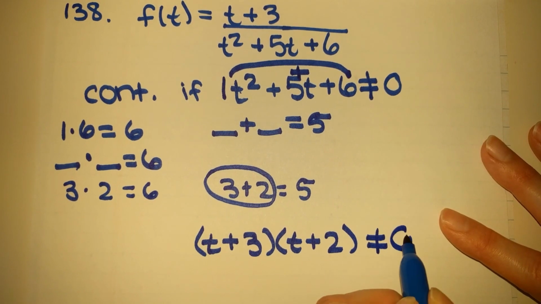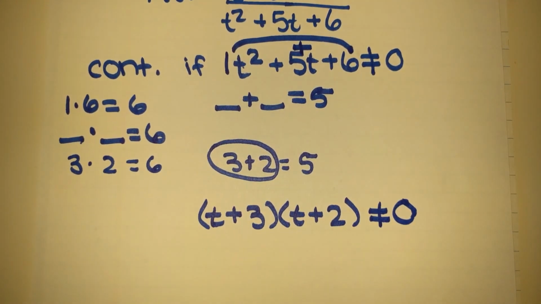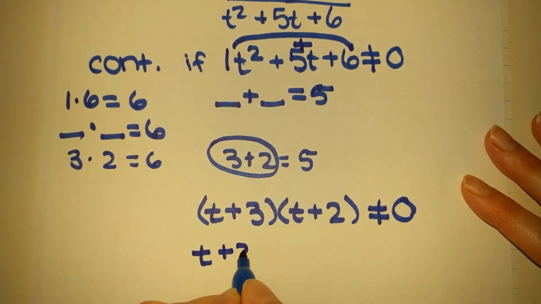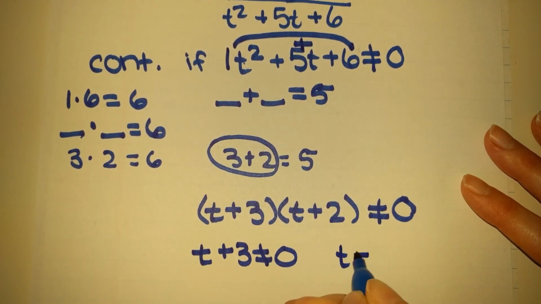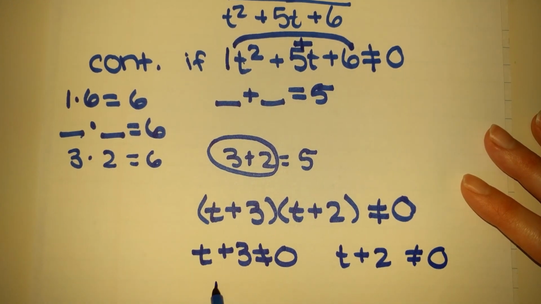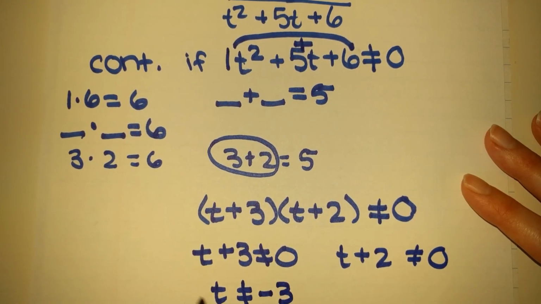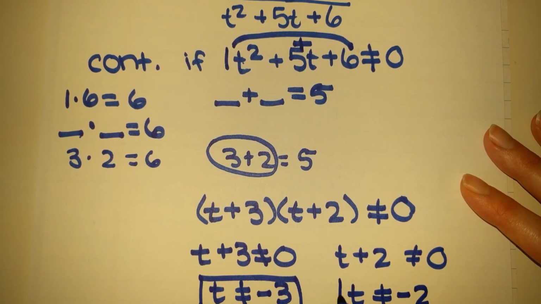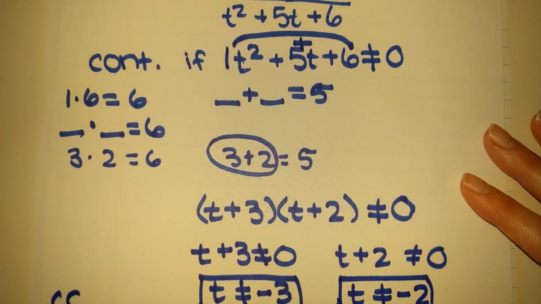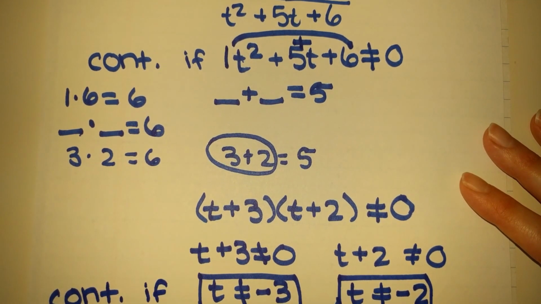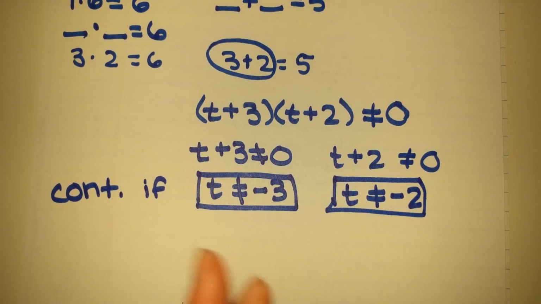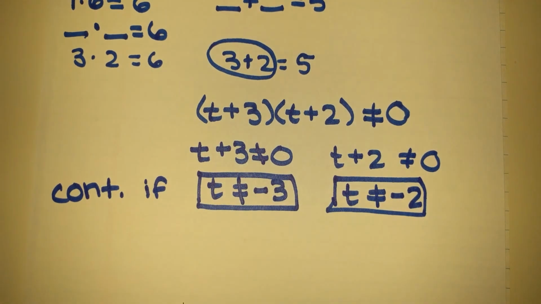Now remember, we don't want those little numbers, okay? So we do not want those two factors to be equal to 0. So what we do is we set t plus 3 not equal to 0, t plus 2 not equal to 0. We get t is not equal to negative 3, and t cannot be equal to negative 2. So our conclusion here is this function is continuous provided that t is not equal to negative 3 or negative 2. Now, of course, the question is what type of discontinuity happens at those two numbers.